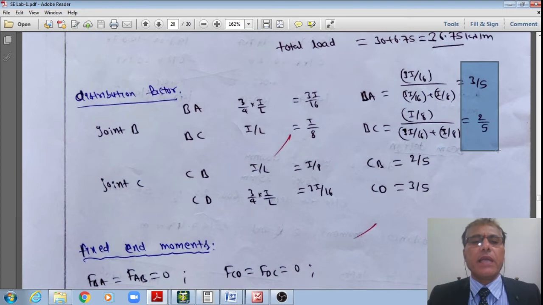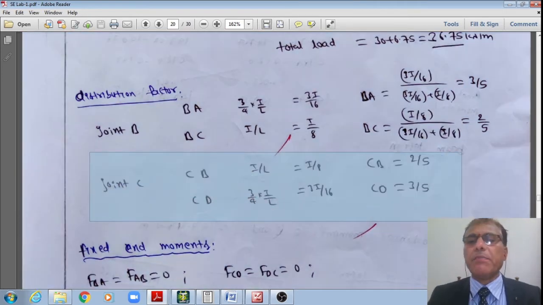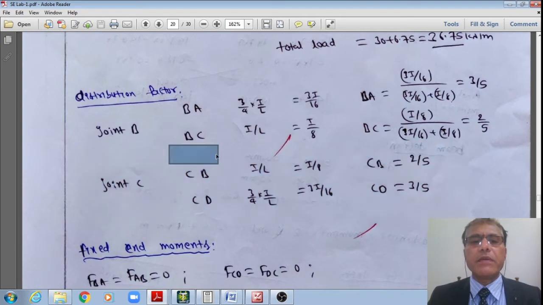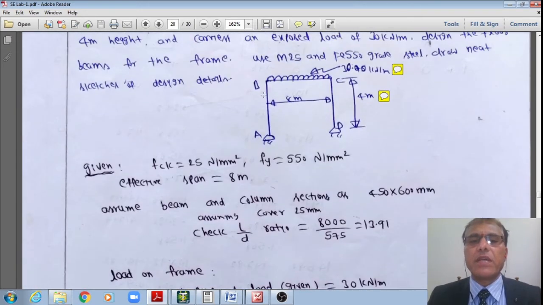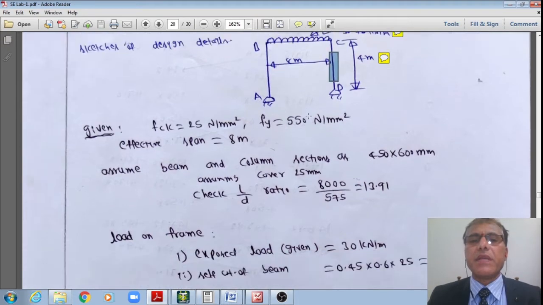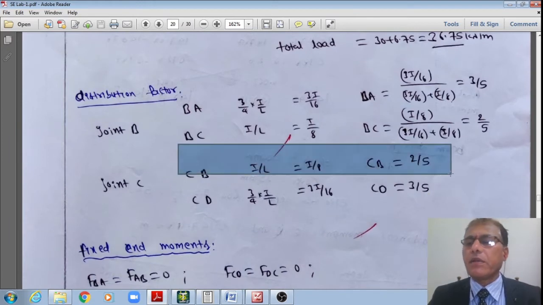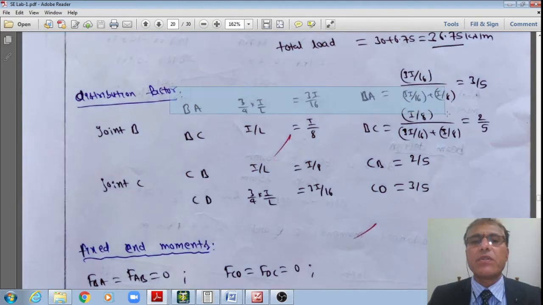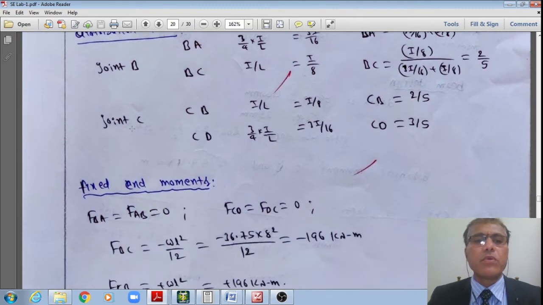Once I get the check, similarly, you can do it at the joint C because it is perfectly the mirror image. Therefore, for CB, it is the same as BC because there is no change in the moment of inertia of the left column compared to the right column. Because of that, it is perfectly the mirror image, students. Therefore, for CB, I'll get 2 by 5. Similarly, CD is equal to BA, which is 3 by 5.